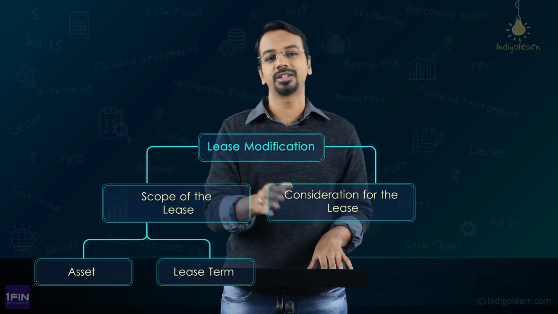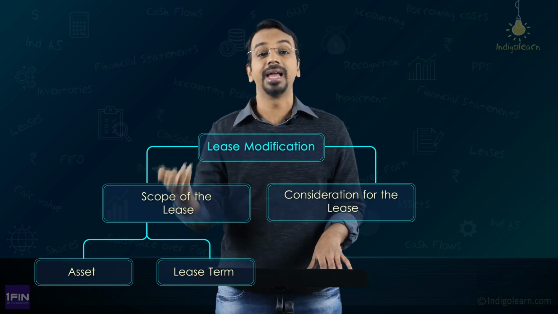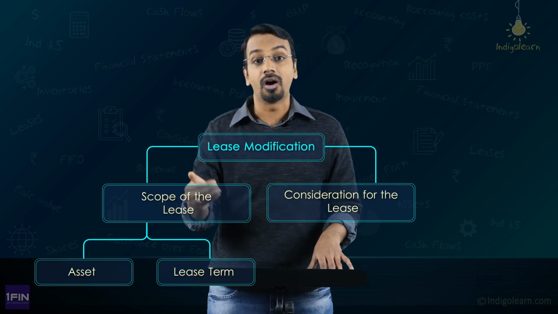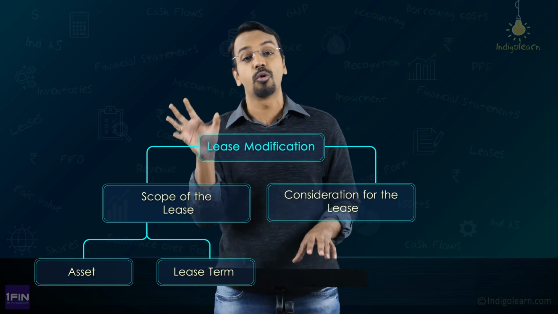You can increase the lease term or you can decrease the lease term. So when I say right of use assets, it could be I take an additional floor in the same building, or I give back a part of the lease space which I have taken. This is what is called scope modification.